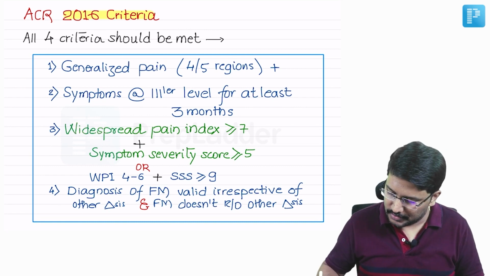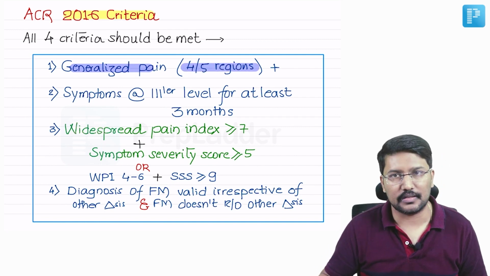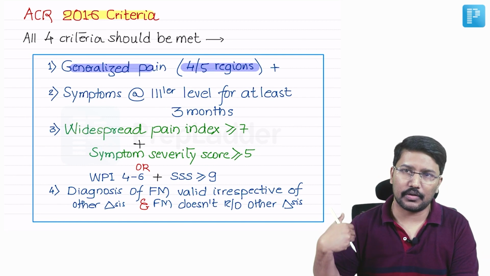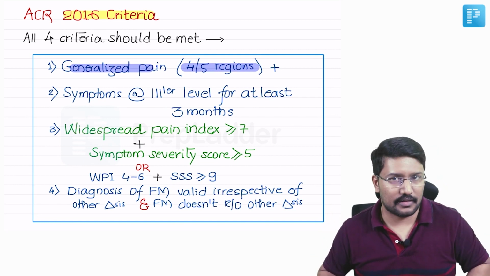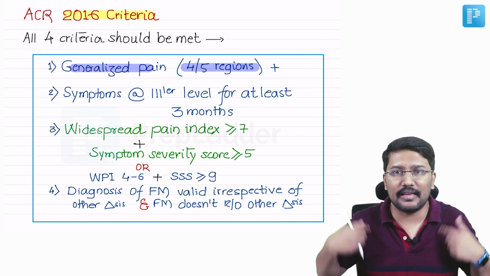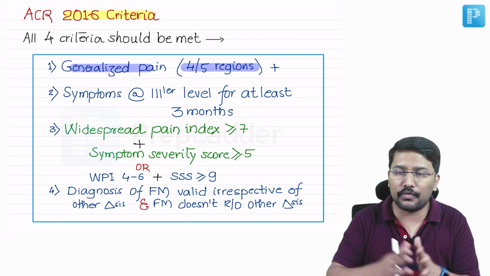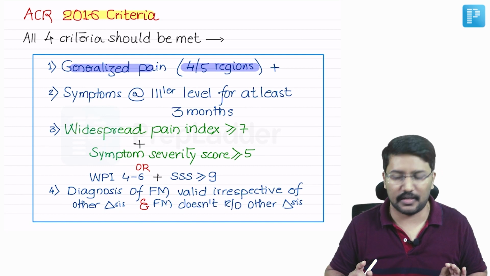What are those 4 criteria? The very first one is there should be generalized pain in 4 out of 5 regions. The body is divided into 5 regions, simple to remember: right upper region, left upper region, right lower region, left lower region, and the axial region or the trunk. So if 4 out of the 5 regions are showing pain, first criteria satisfied.